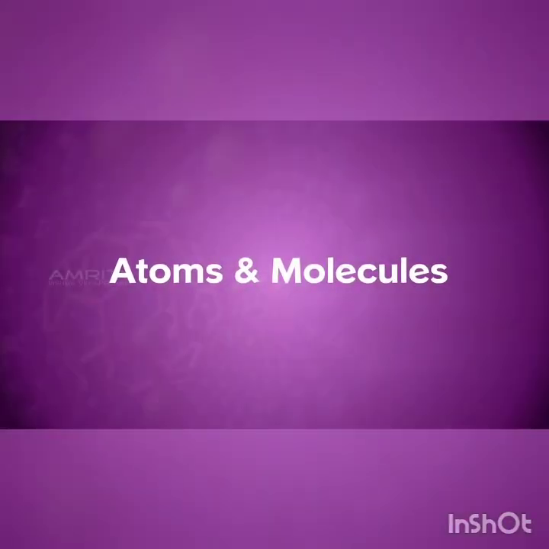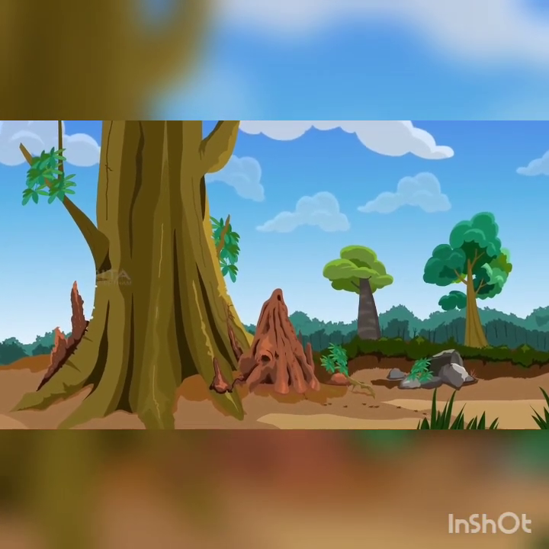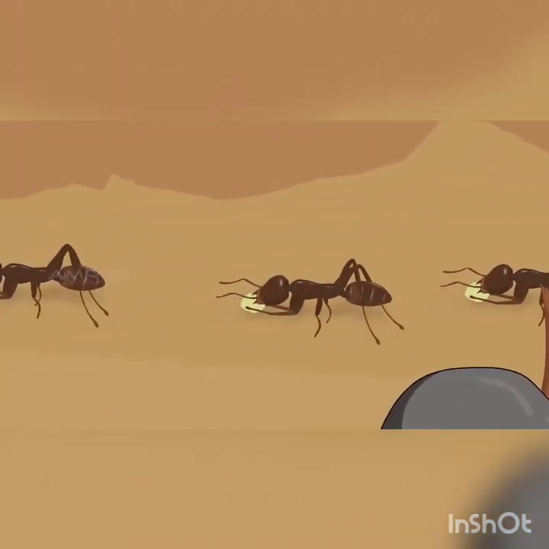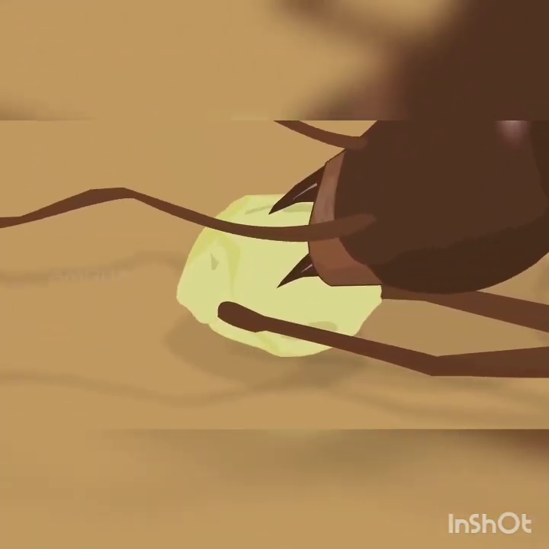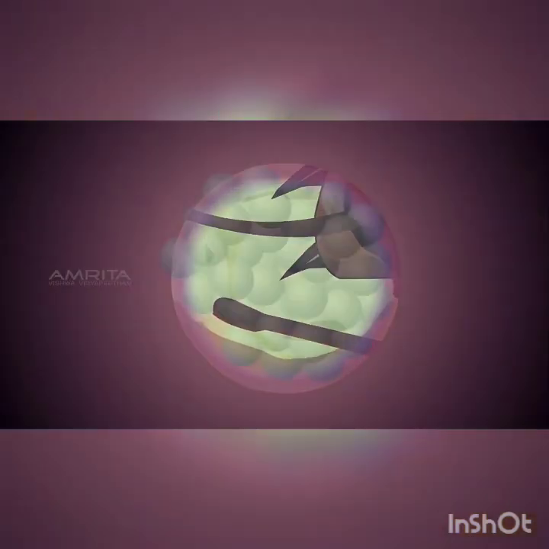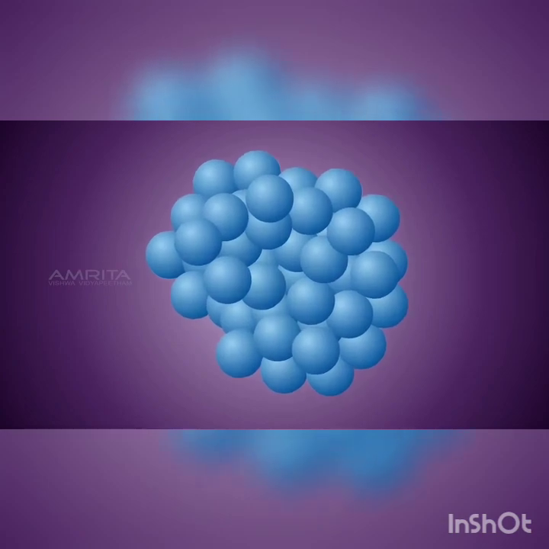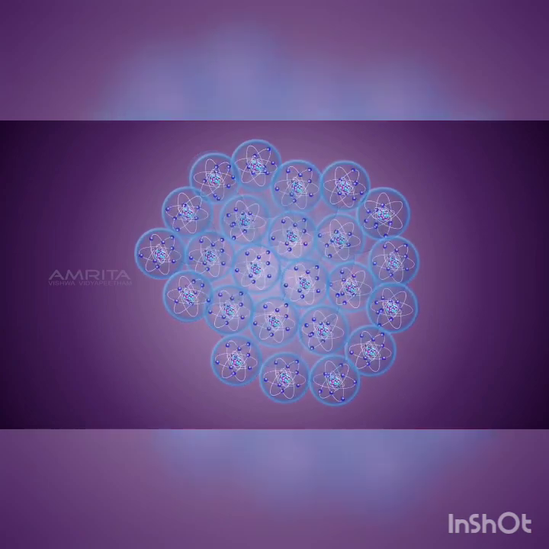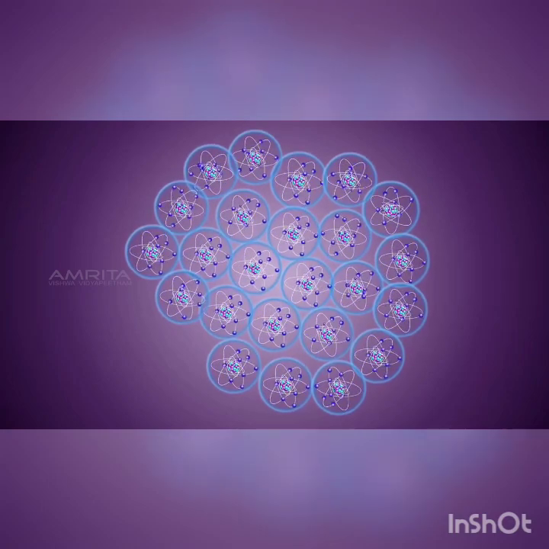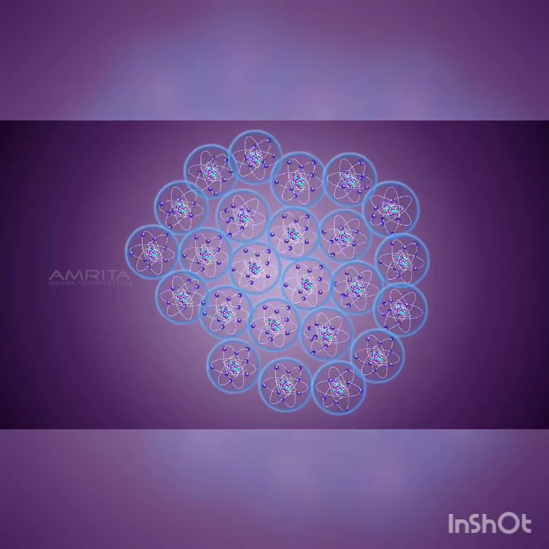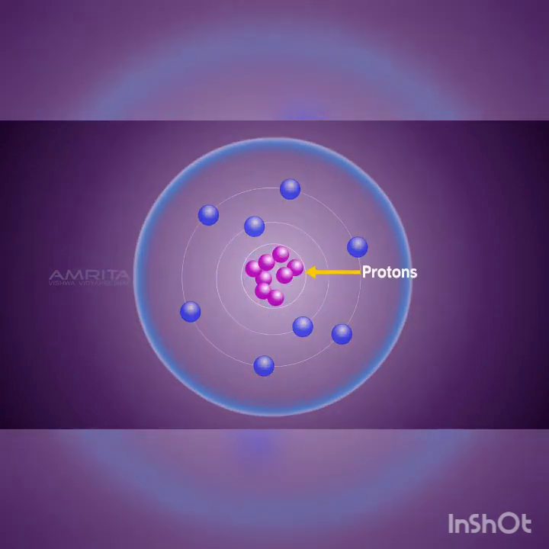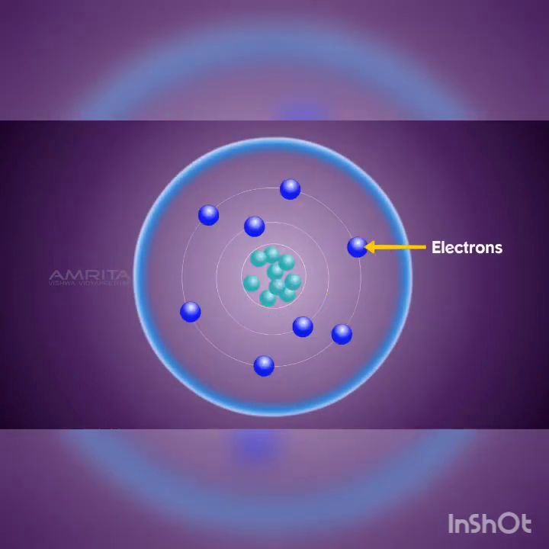Atoms and molecules. This is an ant hill. The ants are busy building it. It takes many small grains of sand to make an ant hill. If you take a closer look at a grain of sand under a scanning tunneling microscope, you can see that even the small grain of sand consists of millions of particles which are minuscule in nature. These particles are called atoms. Atoms are the building blocks of all material. Atoms are made up of three types of particles called protons, neutrons and electrons.